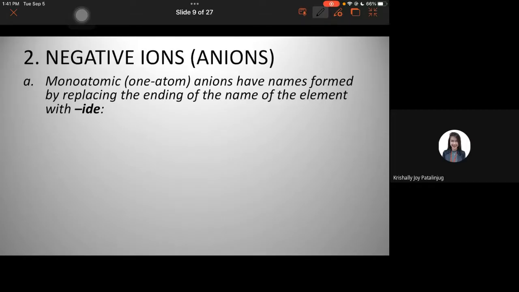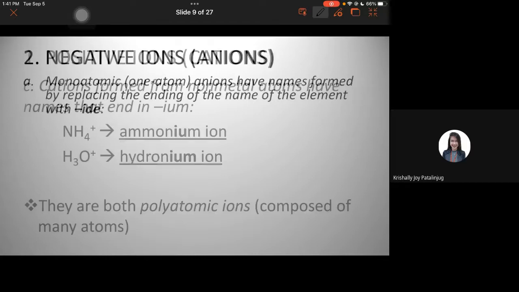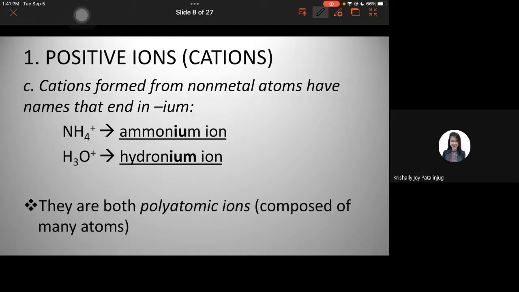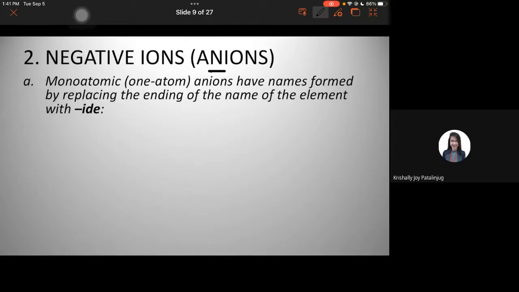So somehow you were able to understand why those cations that you memorized, there are some with Roman numerals, there are some without, those ions with ending IUM. This will help you realize the names of the cations. Next, let's proceed with anions, how they are named.